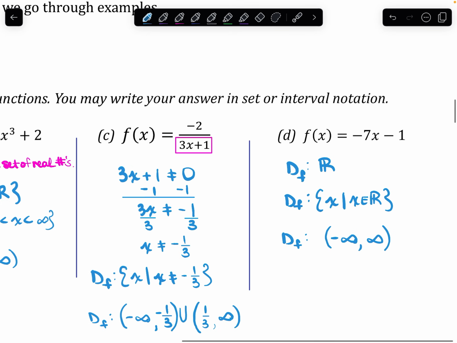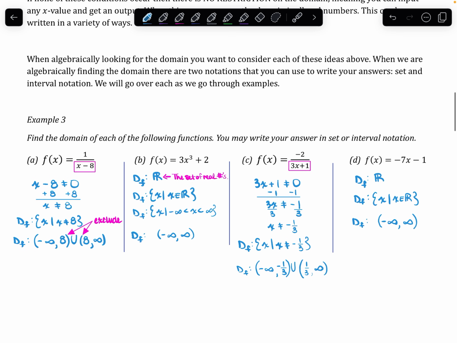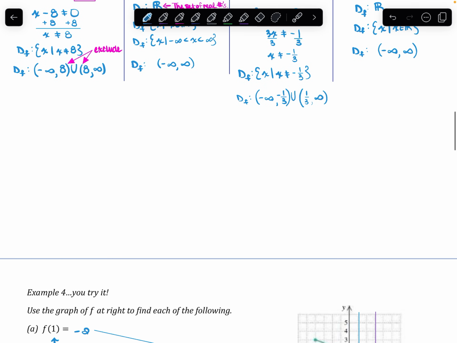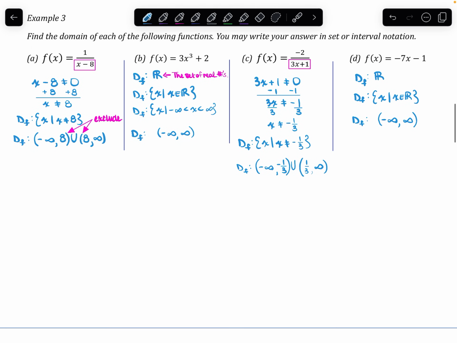So here's your zoomed out version of this example, in case you need to freeze it to look at. And then the others are the you try its. So everything is filled out on the completed notes for the you try its if you want to look those over and/or try them yourself and check them with the key.